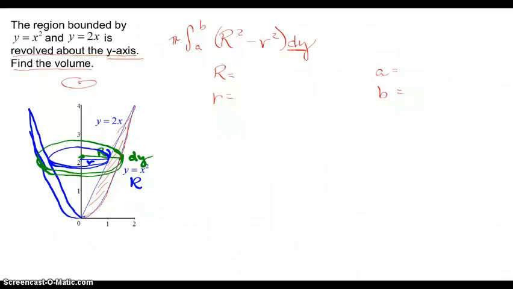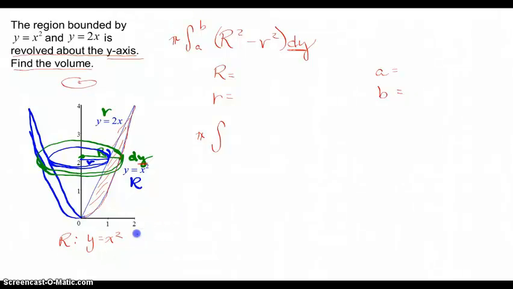So this is little r. So let's start filling things in here. We'll worry about our limits of integration after we find little r and big R. Now again, everything has to be in terms of y. So if big R is y equals x squared, I need to get x in terms of y.